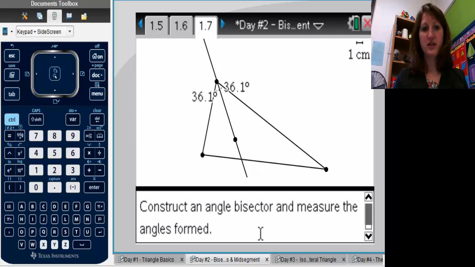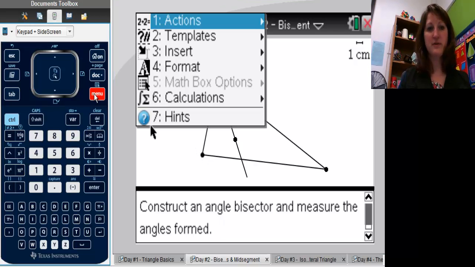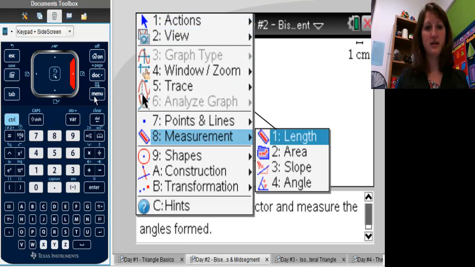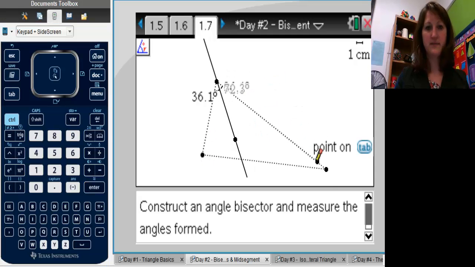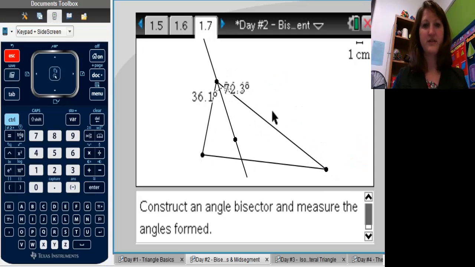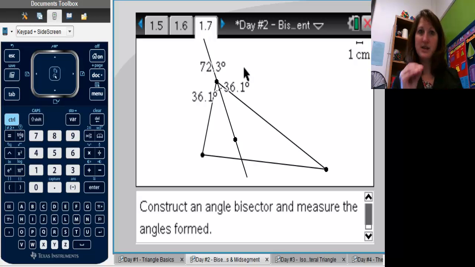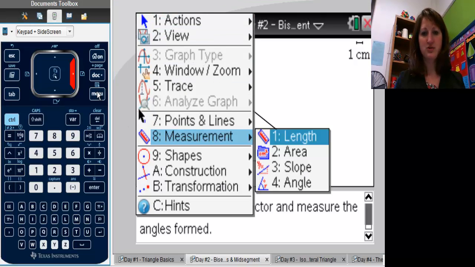So the other thing that I want to mention is that these two angles together add up to the great big angle. So if I measure the great big angle, I get 72.3. So those two tiny angles together add up to 72.3, and each one is exactly half of the 72.3.